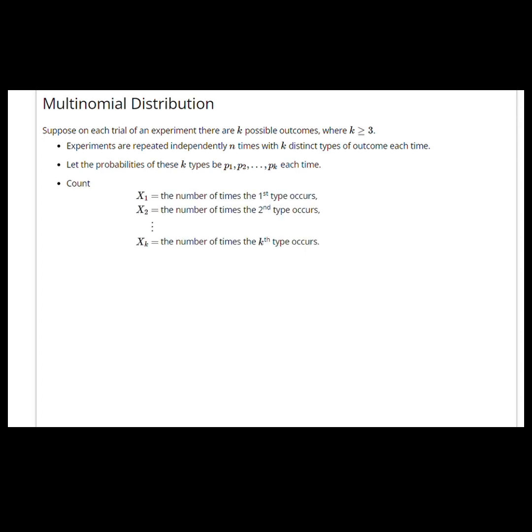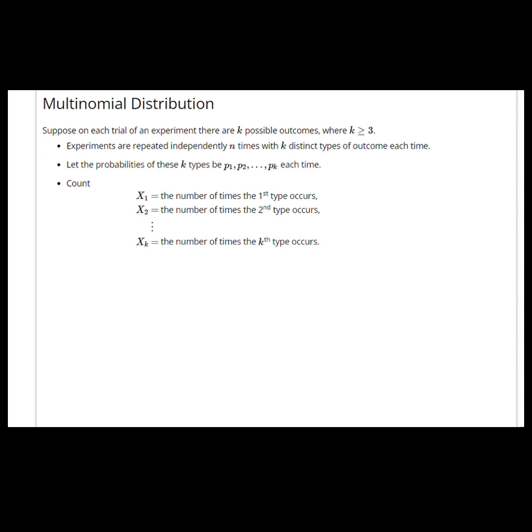And on each of these trials, there are k distinct types of outcomes. This is, for example, the case if I'm doing a poll. I'm asking polled individuals a question and they can respond A, B, C, or D. Let's suppose that the probabilities of these k different types of responses are P1, P2 up to Pk on each trial. In the multinomial distribution, we count the number of times each of the type 1 up to k occurs in n trials of the experiment.